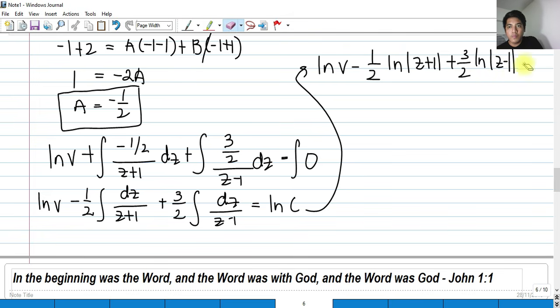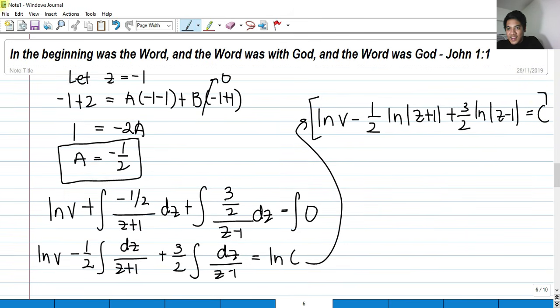z minus 1, is equal to the ln of c, which is simply c. It's okay if that's a constant. So if I'm going to multiply this equation to eliminate the 2 by 2, we have 2 ln of b minus ln of the absolute value of z plus 1 plus 3 ln of z minus 1 is equal to c.